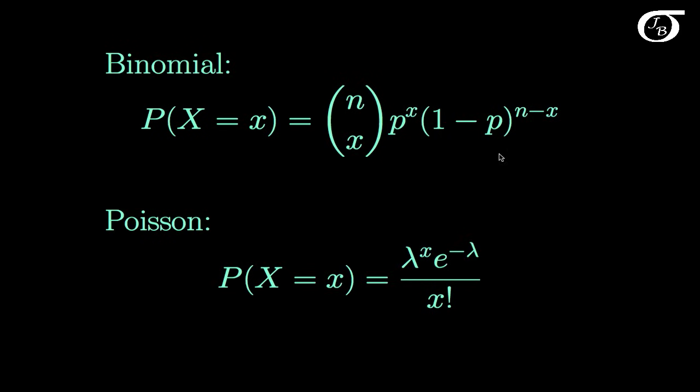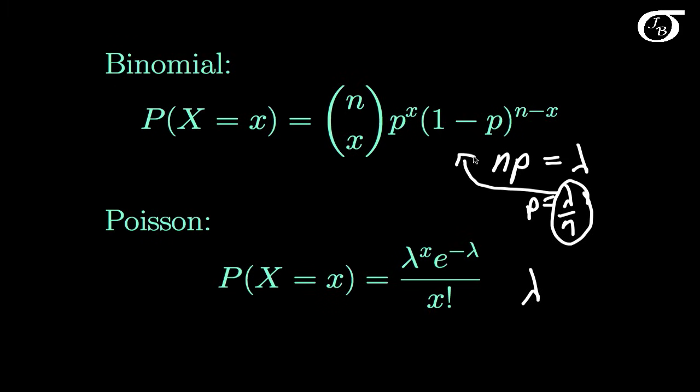Now we know the mean of a binomial random variable is n times p, and we know that the mean of a Poisson random variable is lambda. So if we set n times p equal to lambda, and then p equals lambda over n, and we took this value and substituted it in for p up here, then, it might not be obvious, but as n gets really large, as n goes off to infinity, this binomial formula tends towards this Poisson.